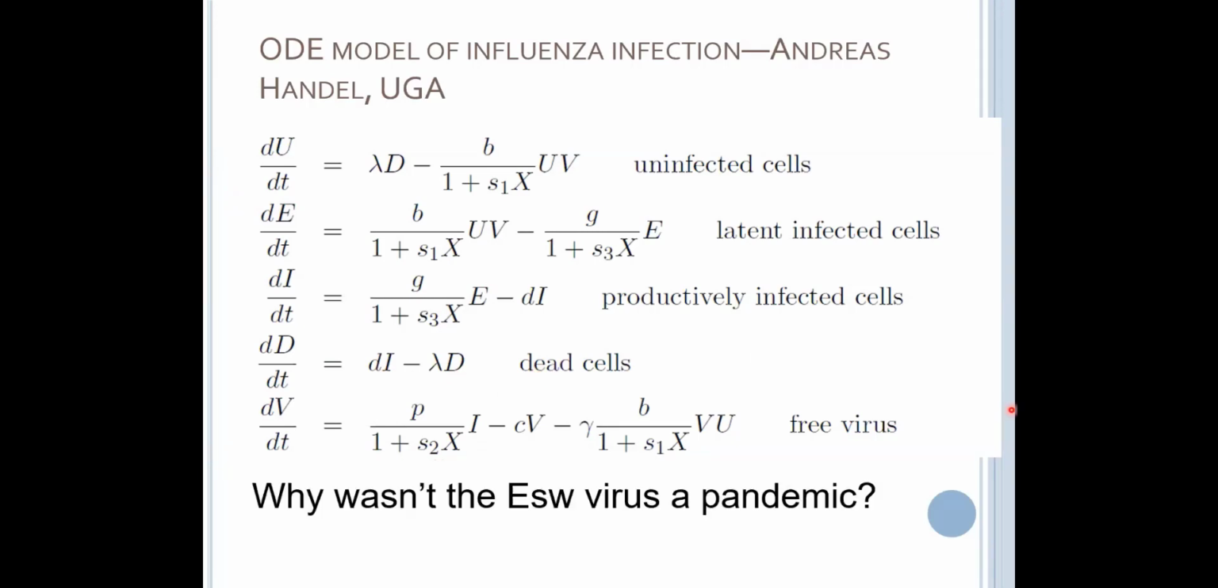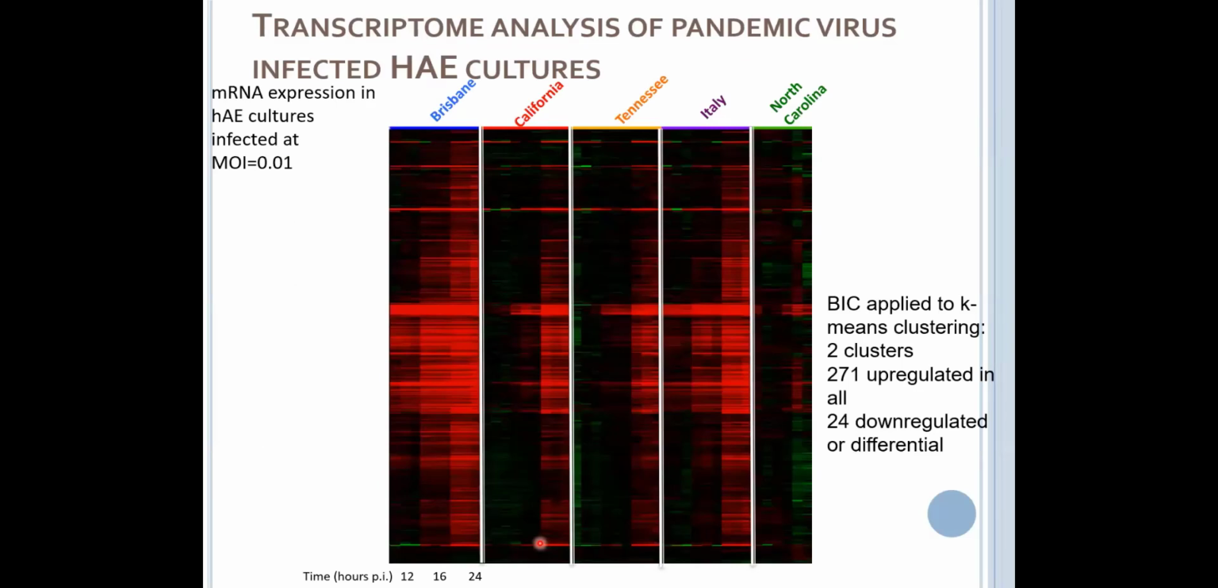But if we did this, then these equations would predict that the European swine virus is just as fit as the pandemic strains. And it wasn't, because the European swine virus was never a pandemic. So we decided we needed to look at the immune response, but we're going to completely ignore adaptive immunity, and we're just going to ask about the innate immune response.